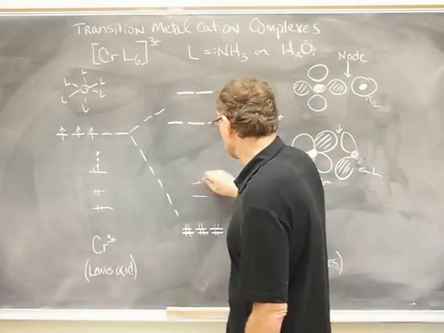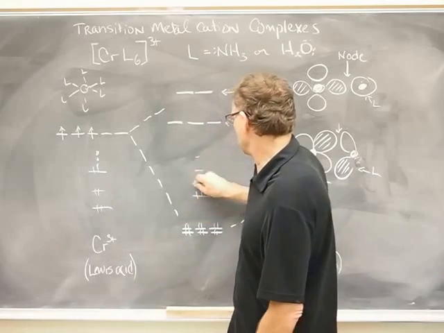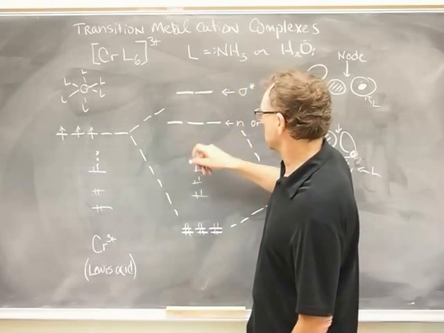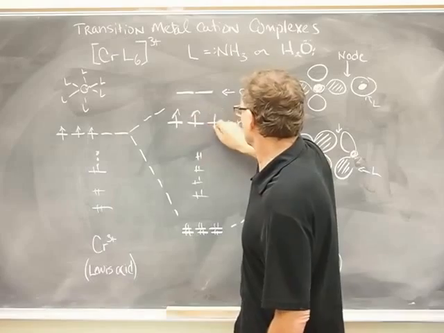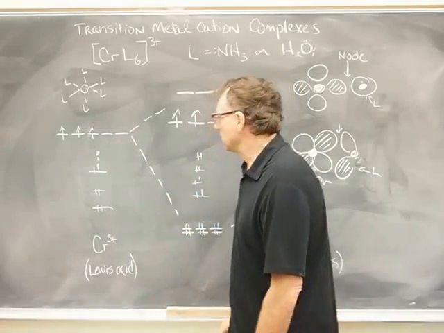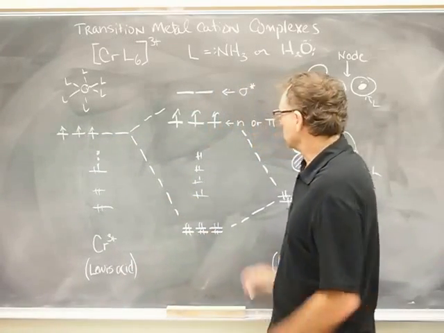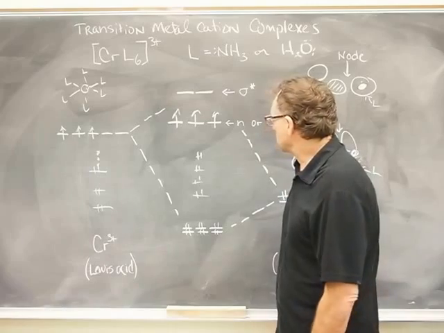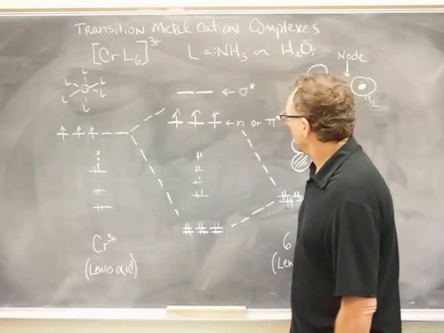Sure, there are lots more electrons in the complex as a whole, but in particular, those 3 electrons that were on the bare chromium in the d orbitals stay in these destabilized d orbitals. There they are.